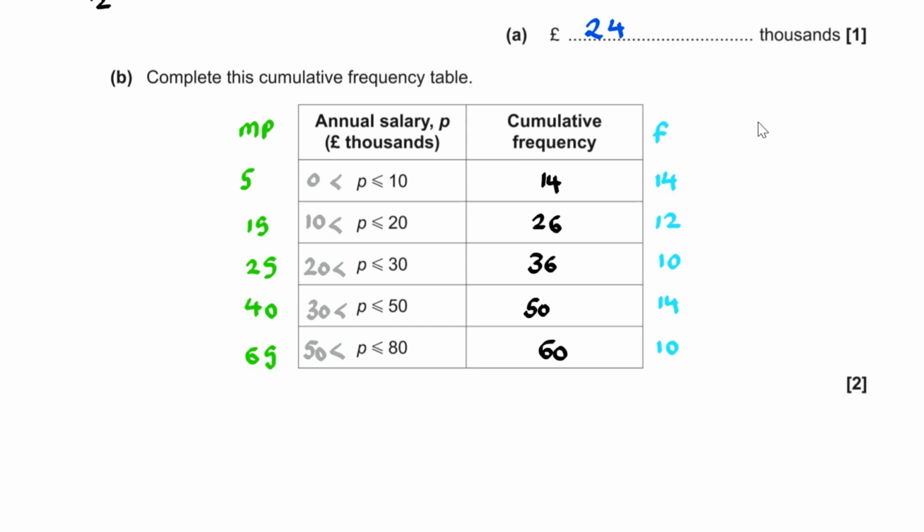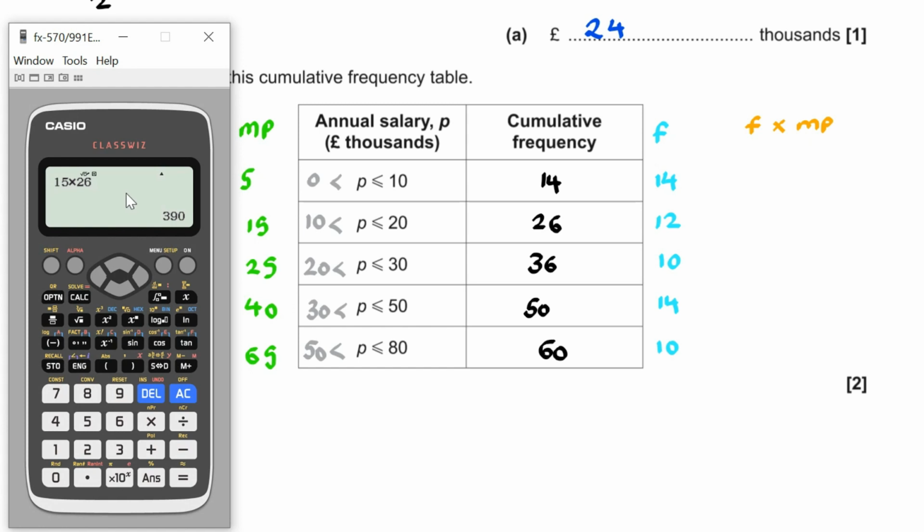And now if we work out frequency times midpoint, what we have here is 14 times by 5, which is 70. Then we've got 12 times by 15, which is 180. Then we've got 36 times 25, which is 900. Let's check this out rather. Sorry, we've got here 10 times by 25, which is 250.